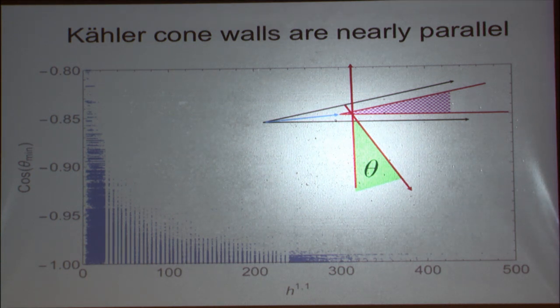In other words, it's the question: if I pick some cone which has lots of walls, an H11 dimensional cone with many more than H11 walls, pick the pair that's closest to back to back and find the angle between them. The angle's not going to be exactly 0, but it could be close. And we see it's actually quite close to 0. So these cones are really squashed.